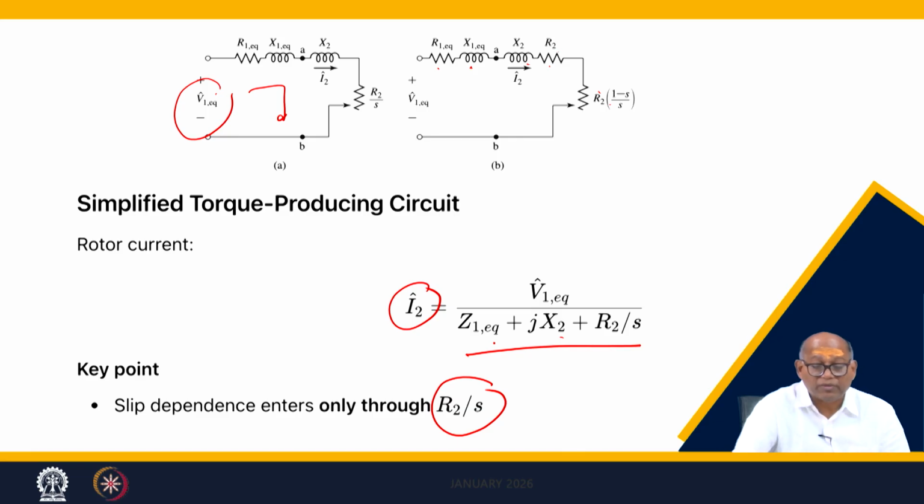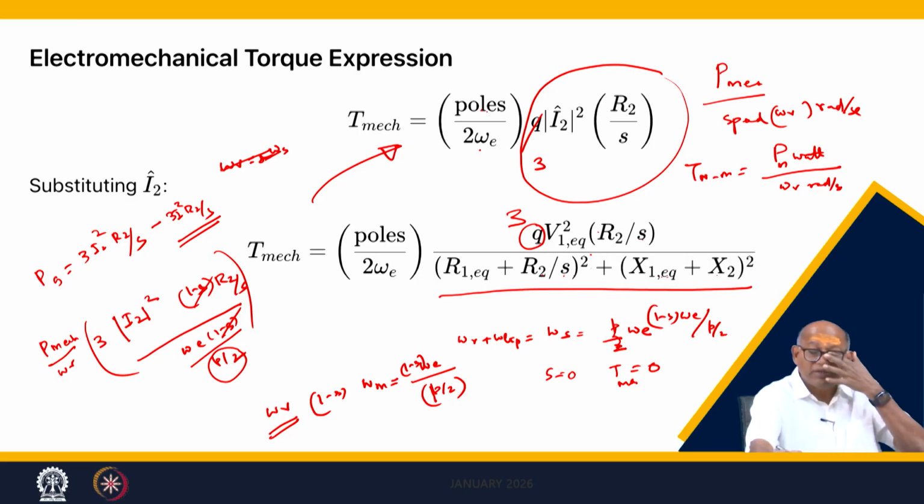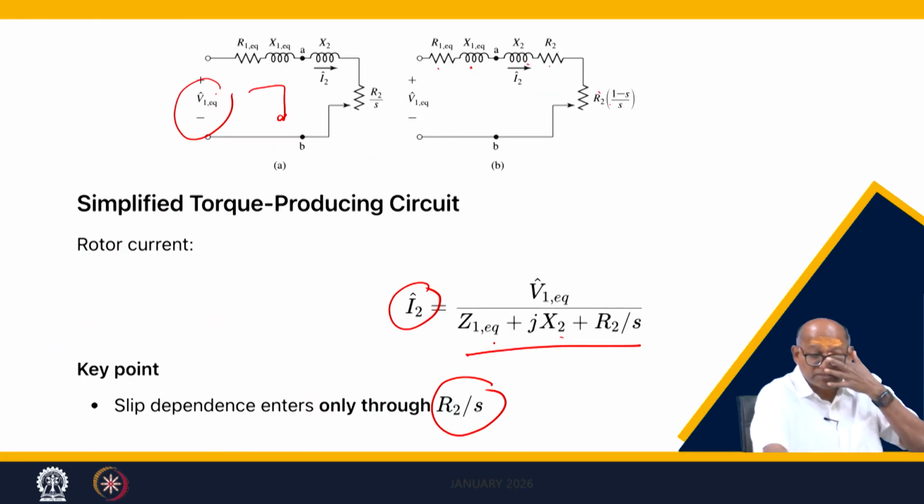From the current we found the power to the rotor, the gap power. We did this earlier. Gap power minus the rotor losses gives the mechanical power, then divided by the rotational speed, which is the electrical speed, synchronous speed omega E by P by 2, into 1 minus s, the rotational speed. If you divide, the 1 minus s cancels, so this is the equation. And then finally, you put I2, derived from this analysis.